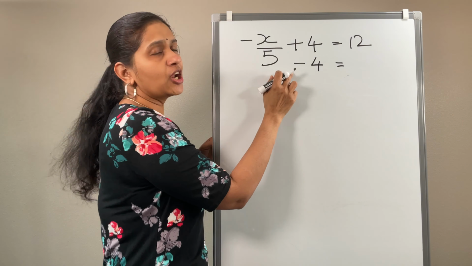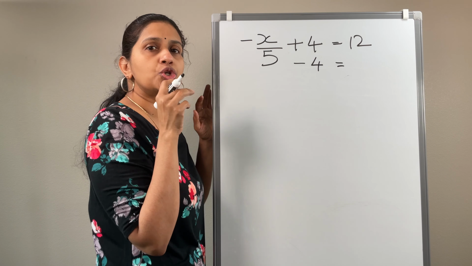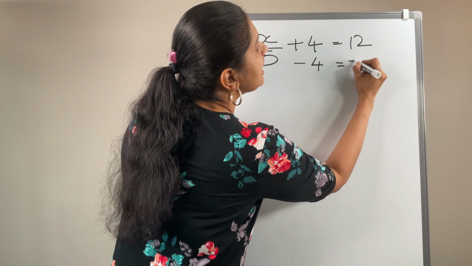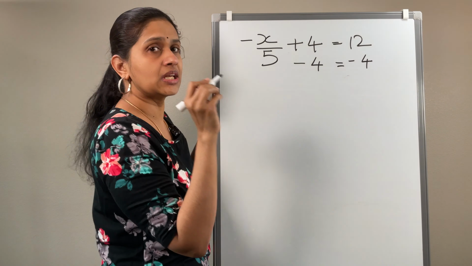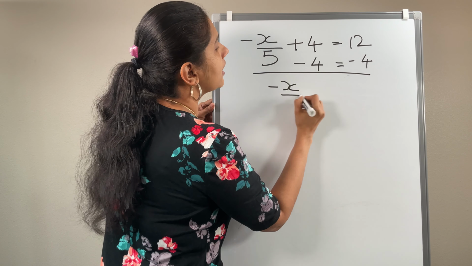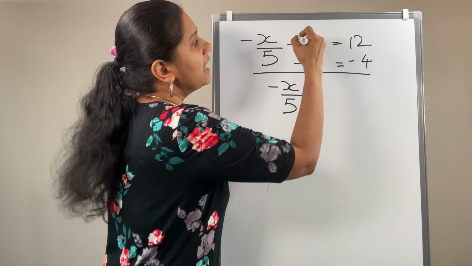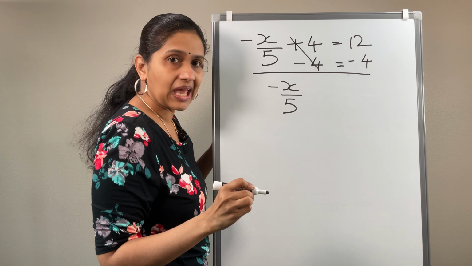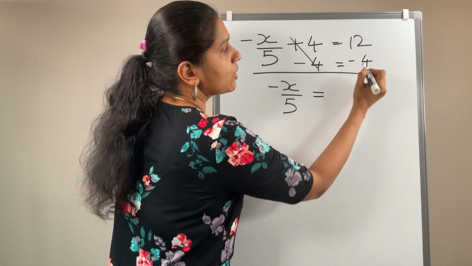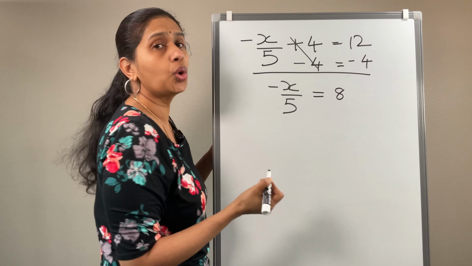So when you add or subtract something on one side, you should do the same operation on the other side also. So I am subtracting 4 on both the sides. Now what is left? Here negative x by 5 will be the remaining. Positive 4, negative 4 will become cancelled out. Minus x by 5 is going to be 12 minus 4, which is equal to 8.